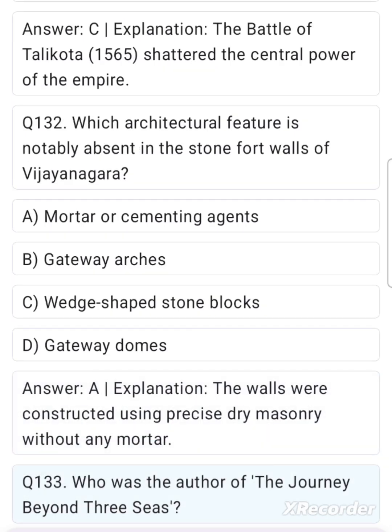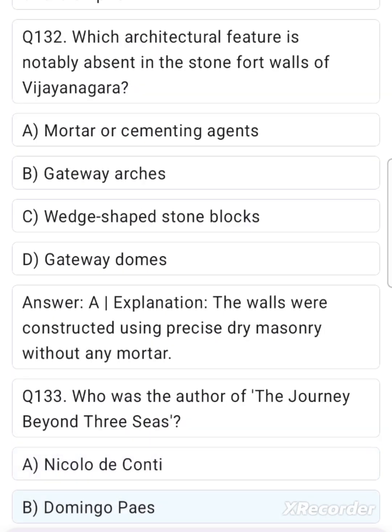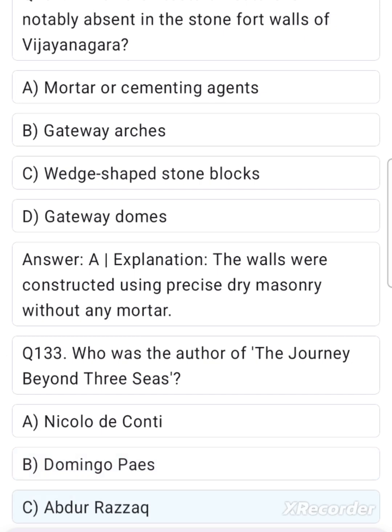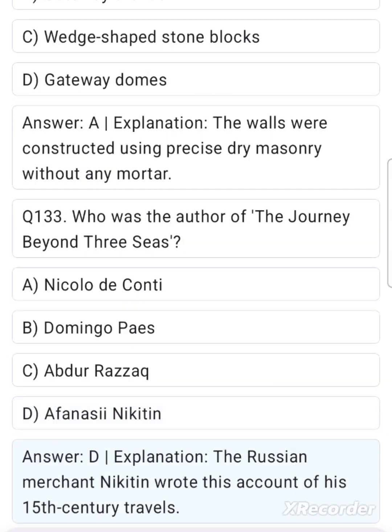Q133. Who was the author of The Journey Beyond Three Seas? A. Niccolo da Conti. B. Domingo Paes. C. Abdur Razzaq. D. Afanasy Nikitin. Answer: D. Explanation.